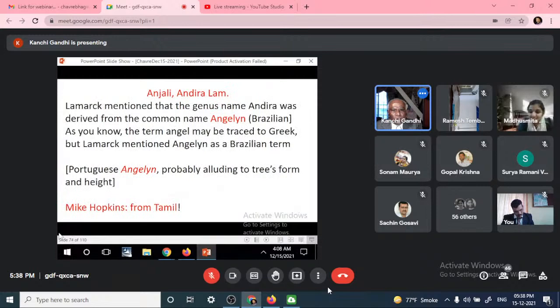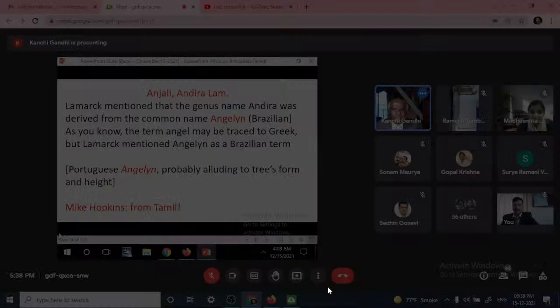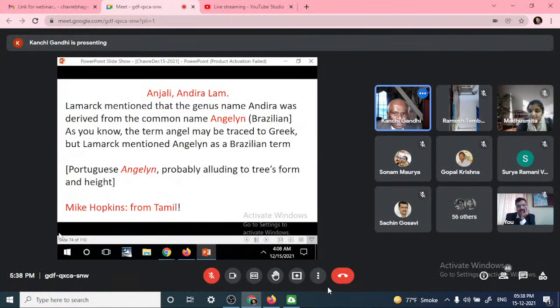Now, unless you have expertise, you simply accept what is given in books. Anjali and Ira. Now, Andira is a legume genus name published from Brazil, and its common name is Angelim. Lamarck merely says the botanical name is Andira and the Brazilian common name is Angelim.